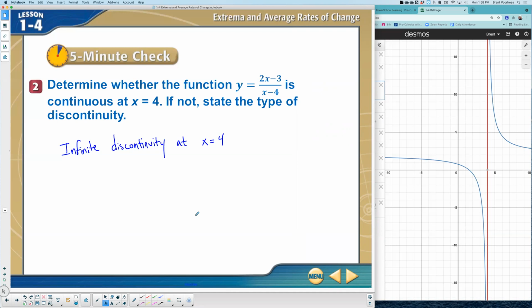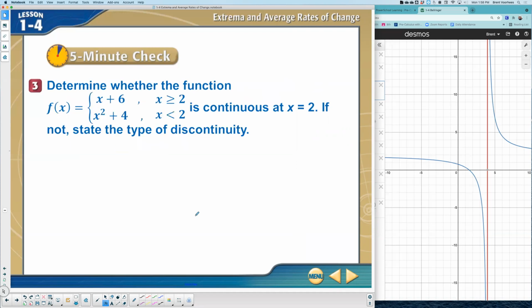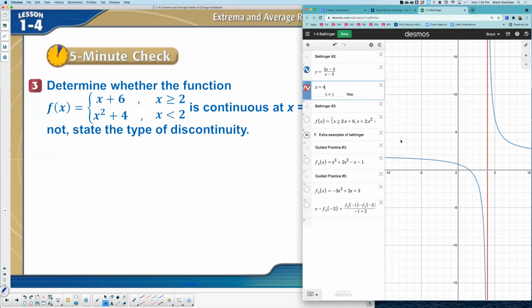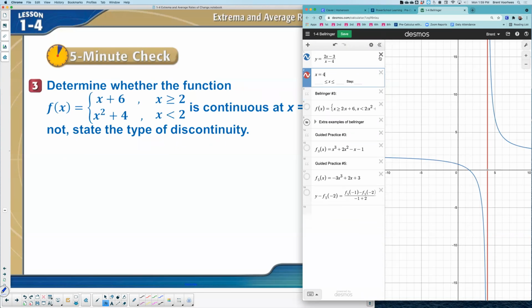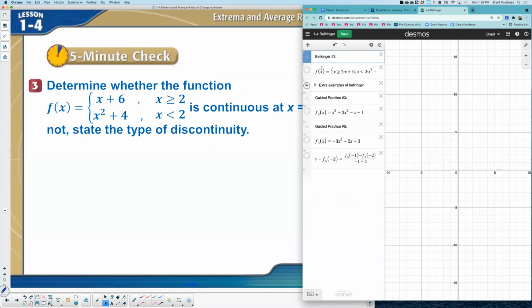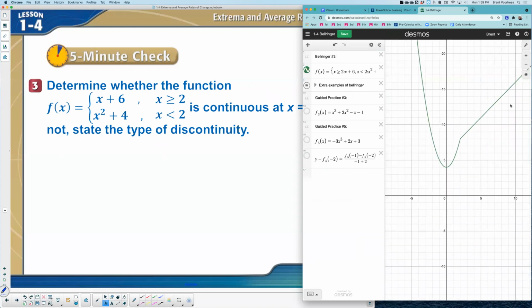All right, and now let's check number 3. Number 3 says determine whether this function is continuous at x equals 2. So I'm coming over here and I want to look at the number 3. So I'm going to close off bell ringer number 2. Now number 3, I'm going to click this. I want you to tell me, what do you think about the number 3's graph?